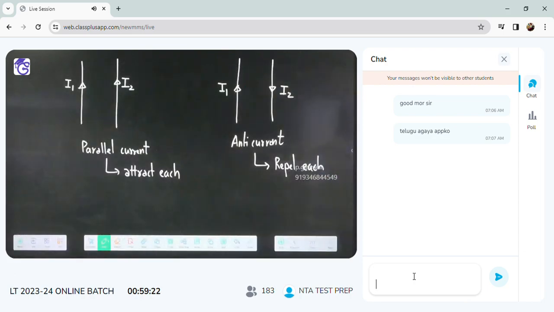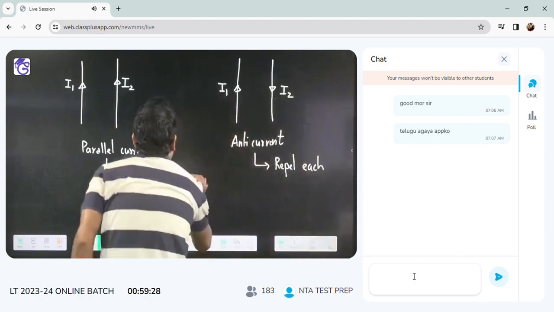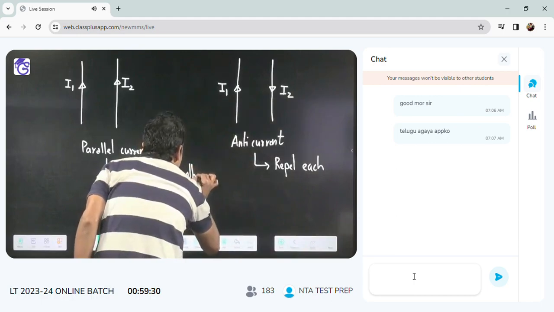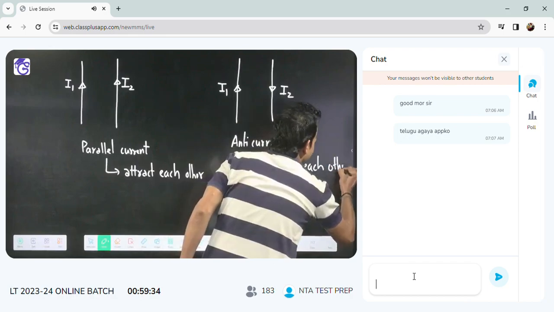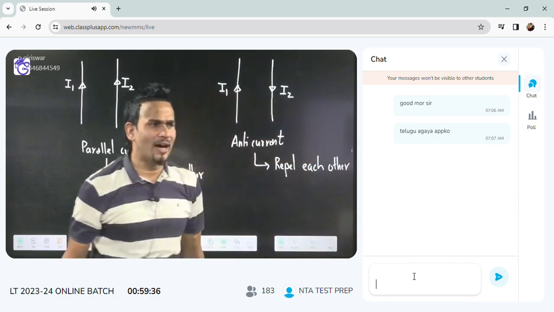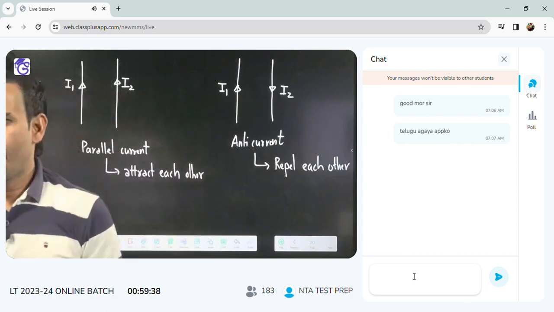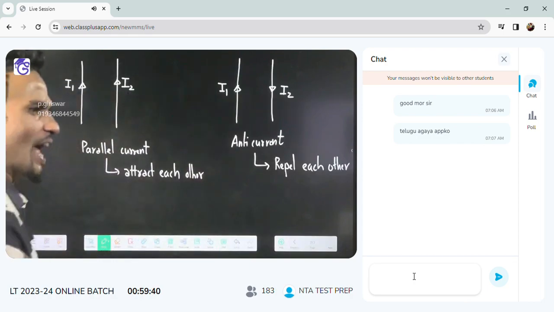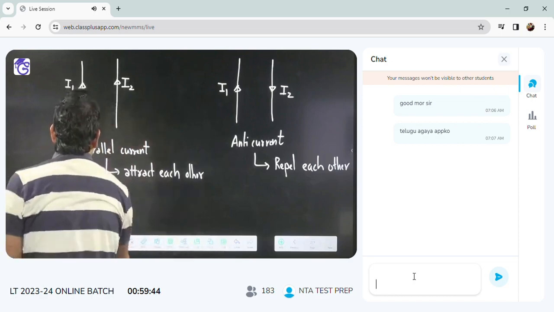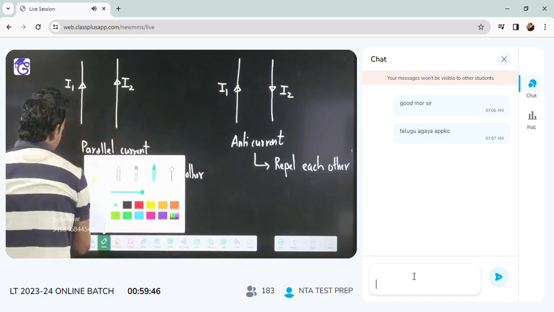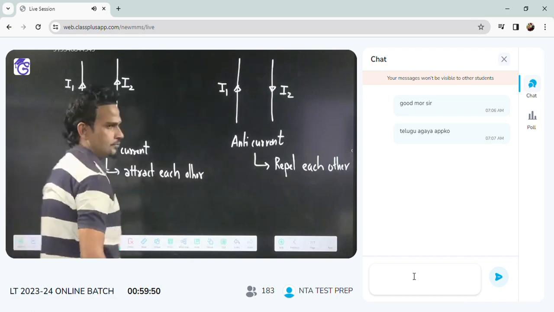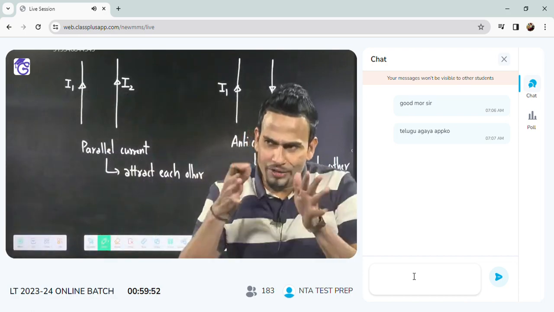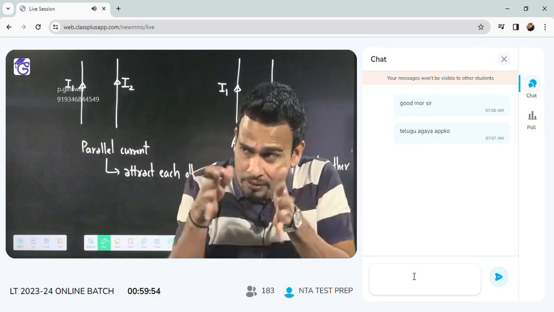Slowly I will tell why it is attracting and why it is repelling, but the statement is also important. The NCERT statement is written in bold letters: parallel currents attract, anti-parallel currents repel. It means if two wires carry current in the same direction, they will attract each other.